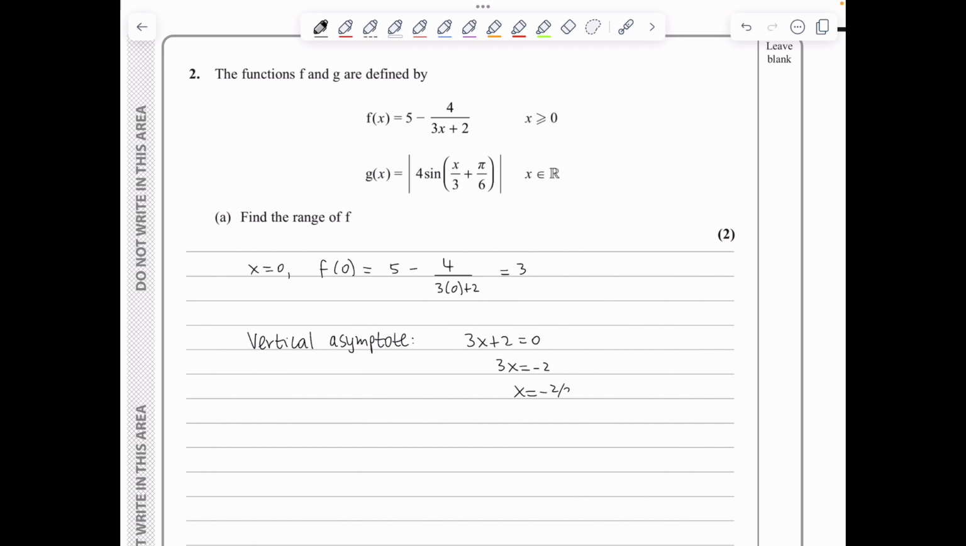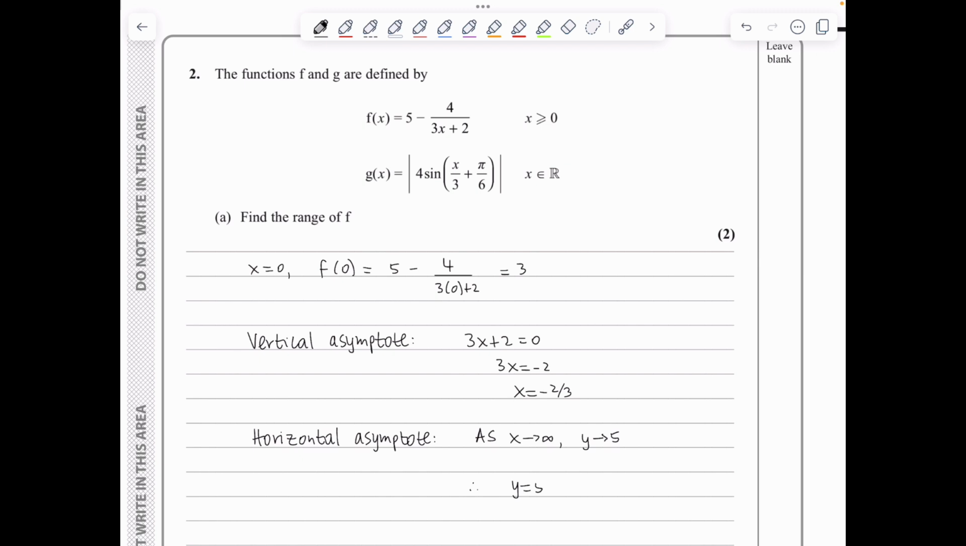And for the horizontal asymptote, I'll be considering the behavior of y as x goes to infinity. So as x goes to infinity, we can see that the denominator here becomes infinitely large. So this part is essentially 0 and f of x is 5. So we get that y tends to 5, and therefore the equation of the horizontal asymptote is y is 5.